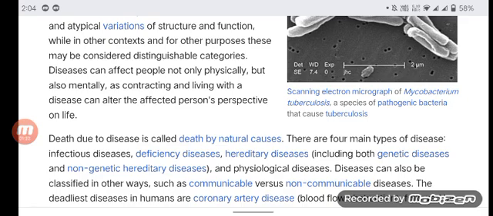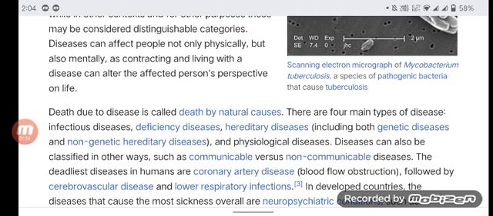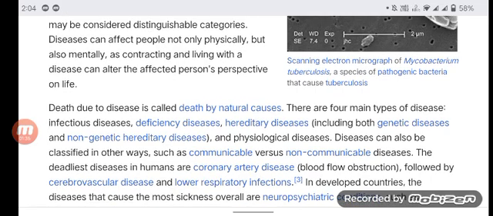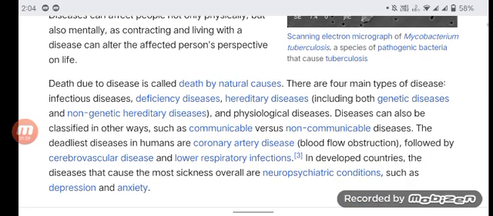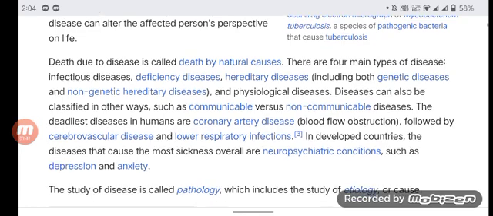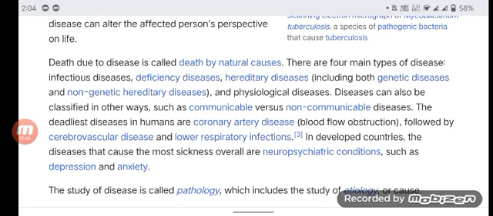Disease can affect people not only physically but also mentally, as contracting and living with a disease can alter the affected person's perspective on life. Death due to disease is called death by natural cause.